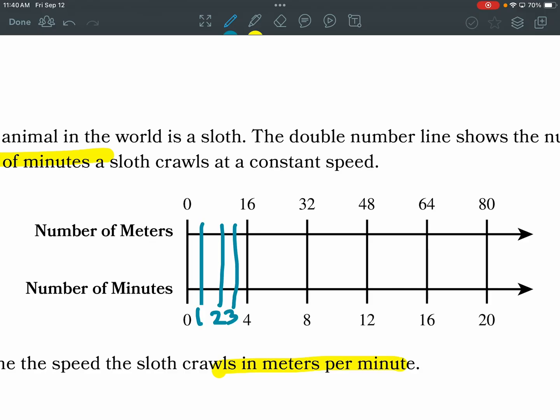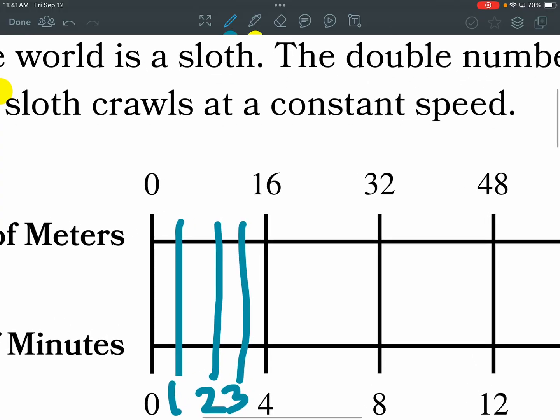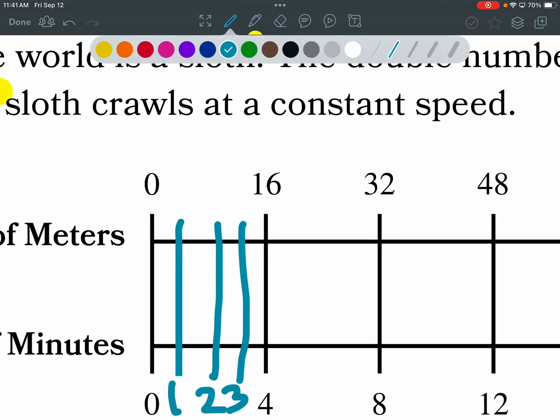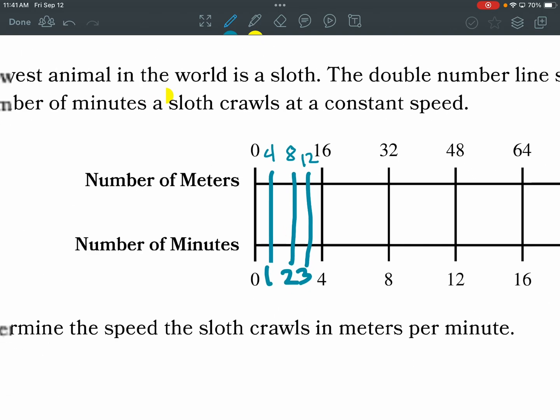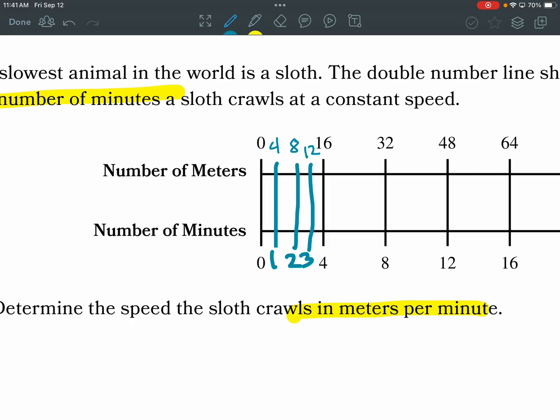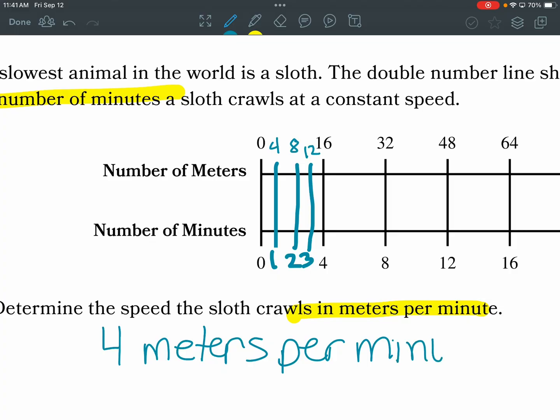What do I have to do on the top now? I have to break that into fourths. So what's 16 divided by 4? 4. So now I'm counting by 4. So 1 minute would be 4 meters. So I would see 4 meters per minute.